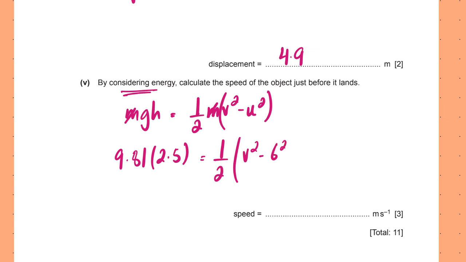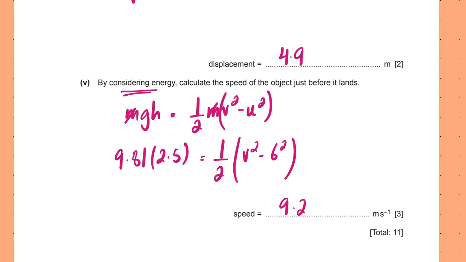From this you just rearrange, so 2 times 9.81 times 2.5 is v squared minus 6 squared, so plus 6 squared, and then taking the square root, this turns out to be 9.22, so 9.2 meters per second.